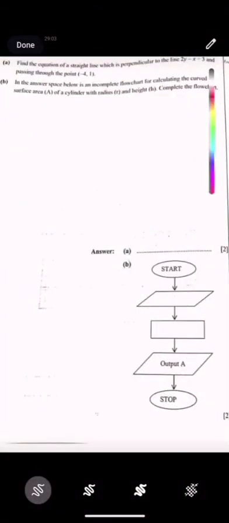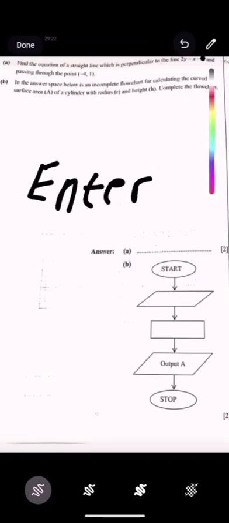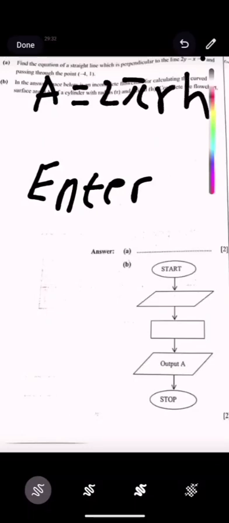Okay, next question. Below is an incomplete flowchart for calculating the curved surface area. Let me just answer them. So in the enter here, you have to write enter or input. Now for you to answer this question, you need to remember from mensuration the formula for the curved surface area, which is 2 pi RH. They can bring any formula, but by the time you're going to write an exam, it means you have all the formulas in your head. So enter here is to write enter.